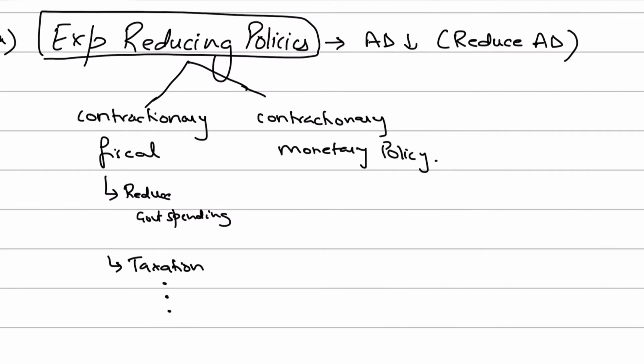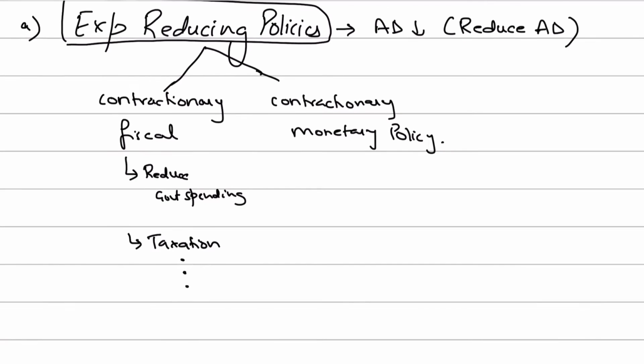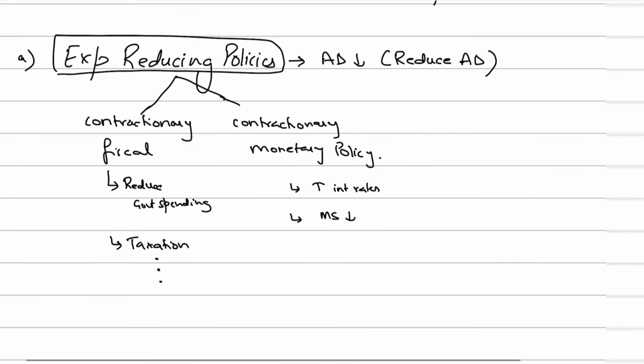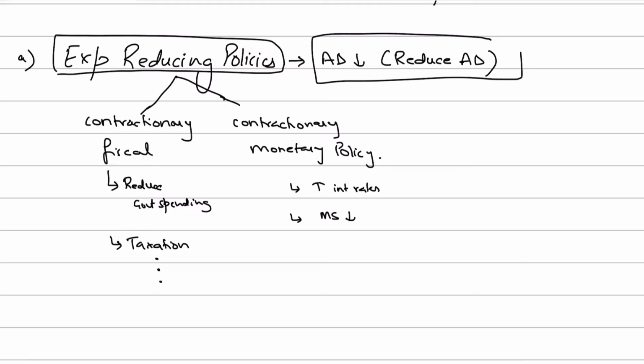Okay. Moving forward, the other thing that the government can do is increase the rate of interest in the economy, or it could reduce the money supply in the economy, right? And that will again have a dampening impact on aggregate demand. The overall effect would be that all of these policies would reduce your aggregate demand.